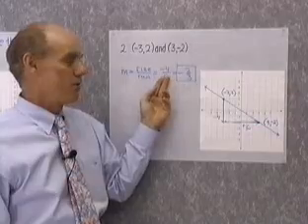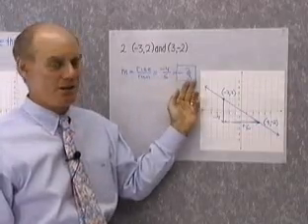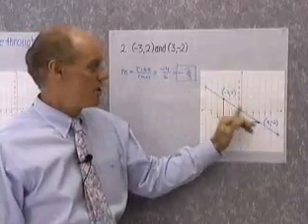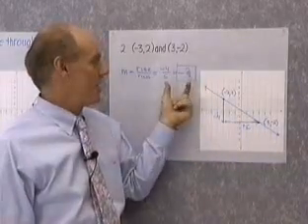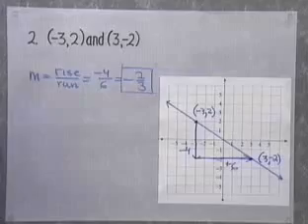Here I have a rise of -4 and a run of 6. That reduces down to -2/3. I can go between any 2 points on this curve, on the straight line, and get exactly the same thing. Now let's find the slope of this line algebraically.